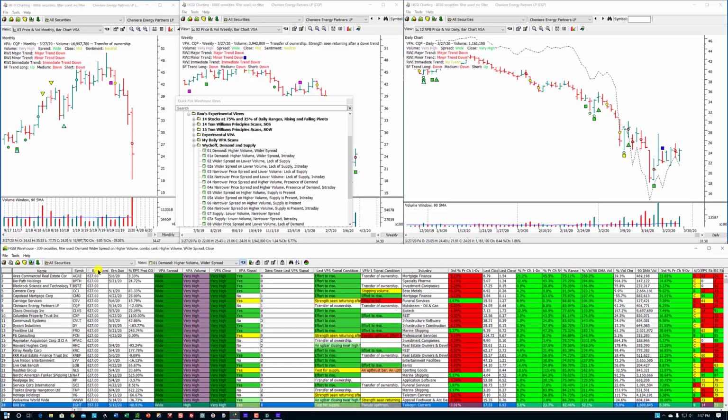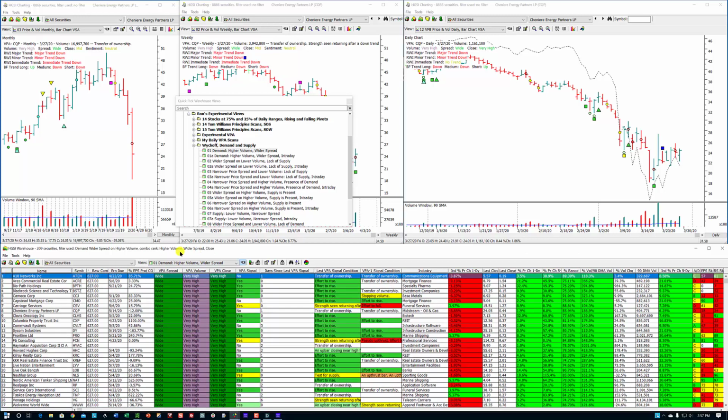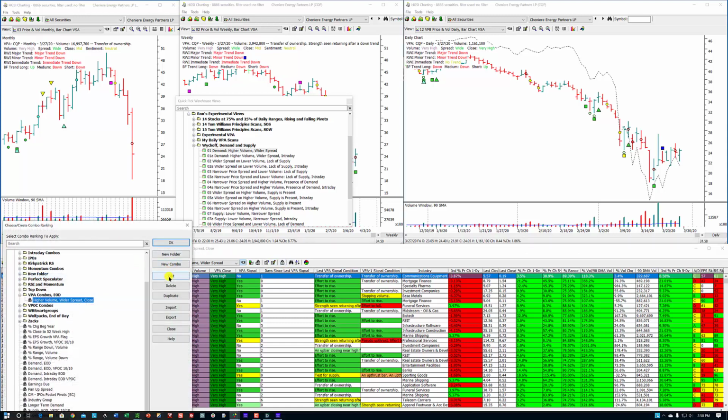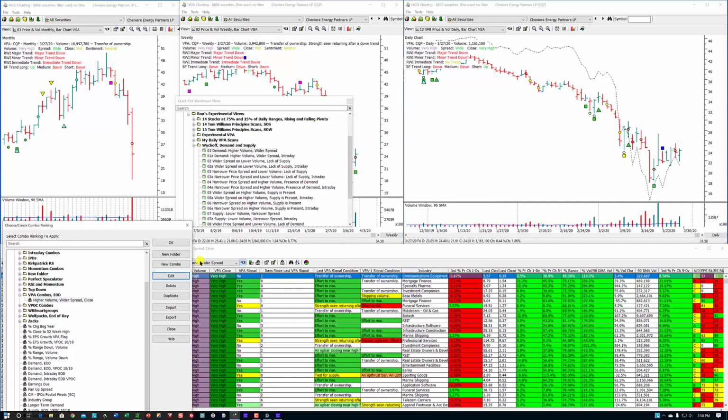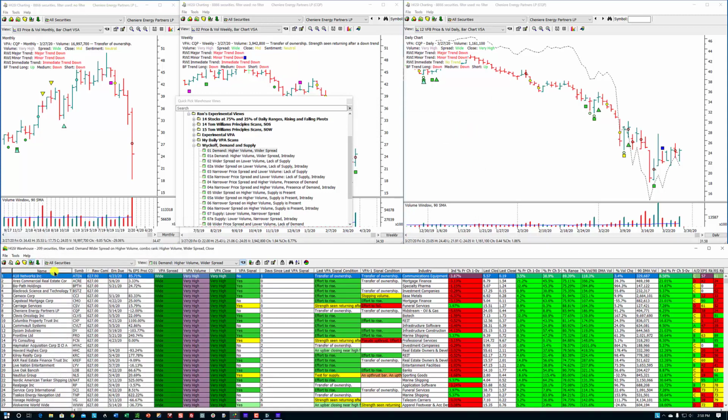So if I get either one of these and then apply a combo ranking, and my combo ranking is one I created new, higher volume, wider spread at the close. Let's just take a quick look at that combo. What I did is I balanced these equally: VPA volume, VPA spread, and VPA close. So the stocks which best fit this combination of the three new fields in HGSI are going to come to the top of the list.